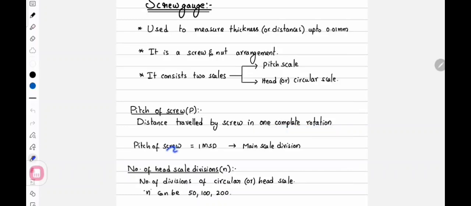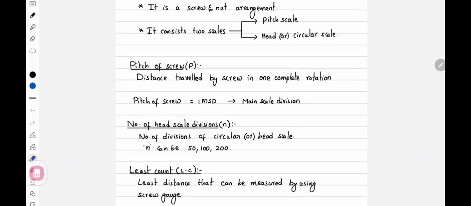So pitch of the screw is also equal to what? 1 MSD. I told you, if it turns from here to here, you will see the gap between them is 1 mm. So one main scale division. And I told you to count the number of head scale divisions. That is, say, small n, the number of divisions on the circular scale or head scale. N can be 50, 100, 200. Most of the times we'll have 100.